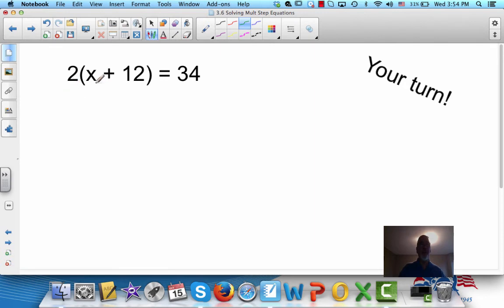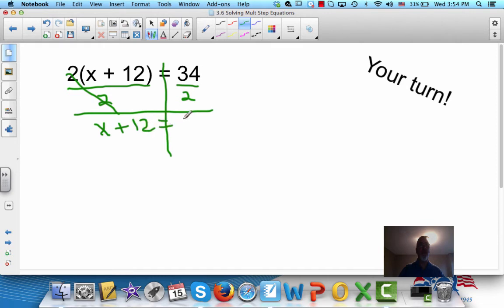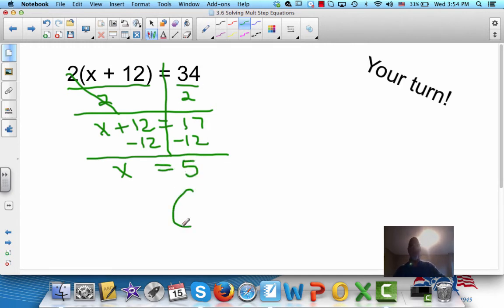Okay. Which one did you choose? Well, the first thing I'm going to do is divide both sides by 2. And that gives me, these cancel each other out. That leaves me with x plus 12 equals 17. Minus 12 on both sides. And that leaves us with x equals 5. Did you get 5? If you got 5, then you should be happy. Okay, good job. Doesn't matter which way you did it, as long as you got 5, you're a success.